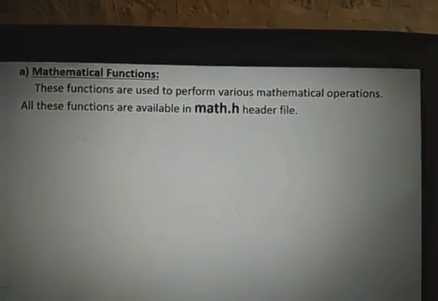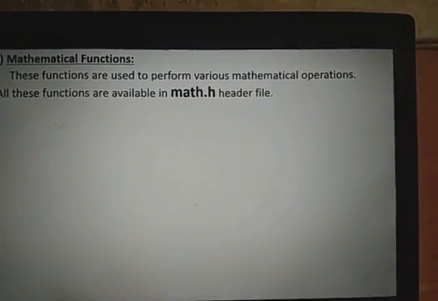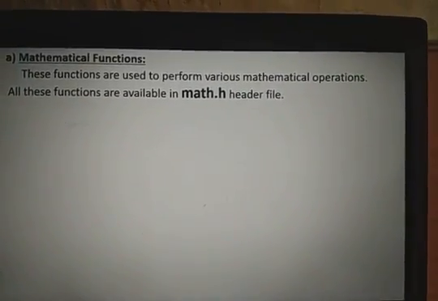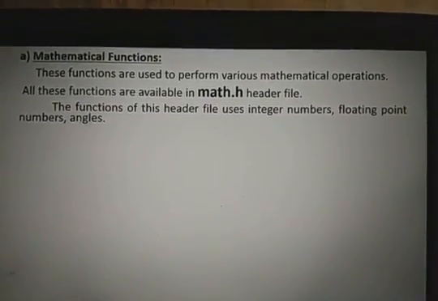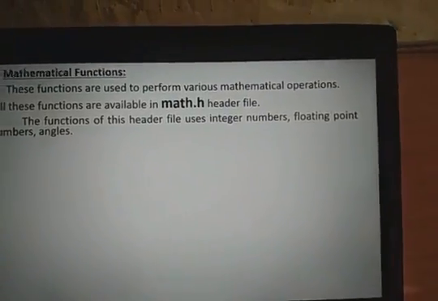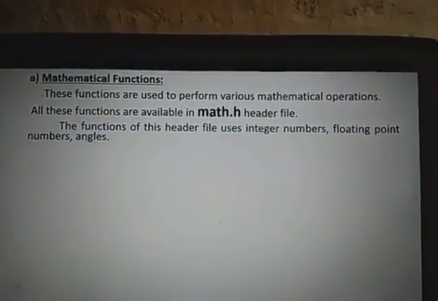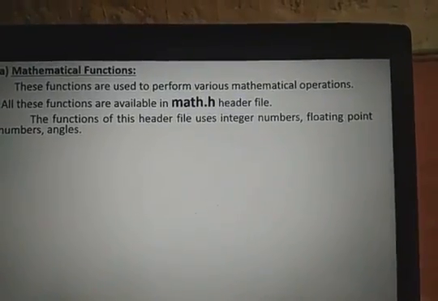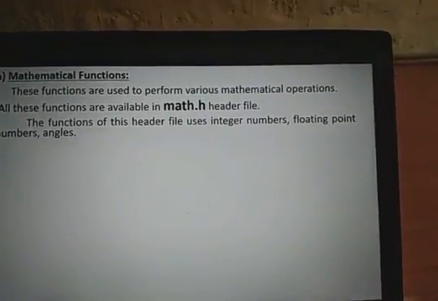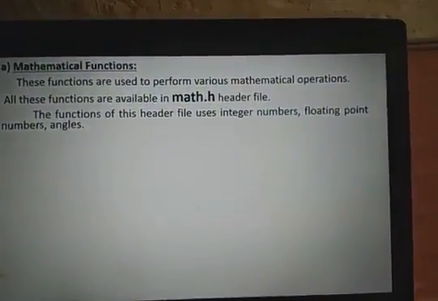What are they? Square root, power, sine, cos, tan, roundup value, absolute value. Like that, we have several functions, and all of them are available in the math.h header file. The functions of this header file use integer numbers, floating point numbers, and angles. I can add two numbers, two integers or two floats. Then I want to perform sine theta, cos theta, which is nothing but angles. So it may take integer values, float values, or angles and perform the operations.